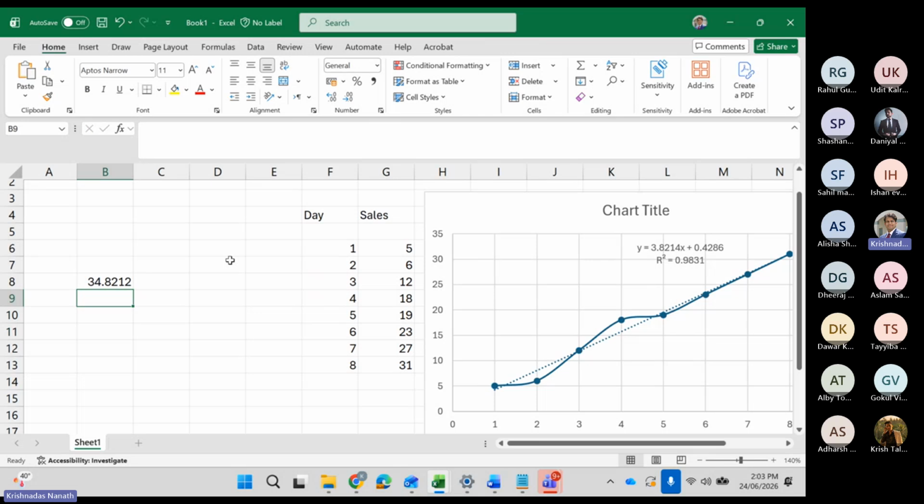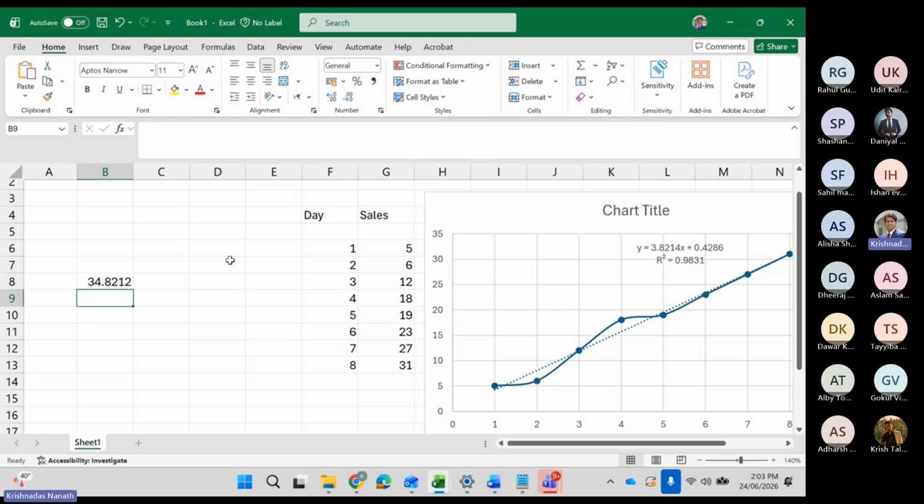34.82. So someone said 34 actually. Yeah, so very close. 34, 35 is the predicted value for day number 9. Few more things before you start experimenting. There is one more parameter on your screen, which we haven't discussed.